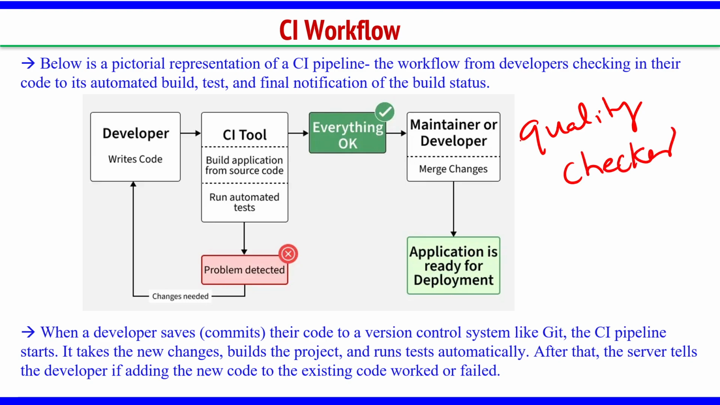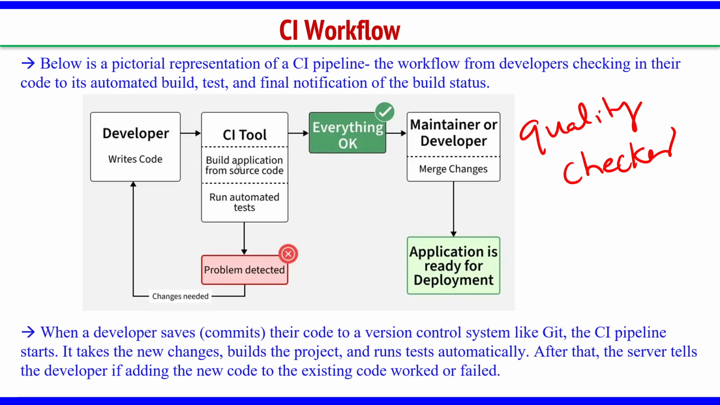Quality checker means whatever code you have written, whether it is properly working or not, whether it has some issues or not, that is being checked automatically. So, continuous integration is required because it makes sure that only correct and tested code is merged. If you have not properly tested it, if you have not properly written the code, it will not allow you to merge.